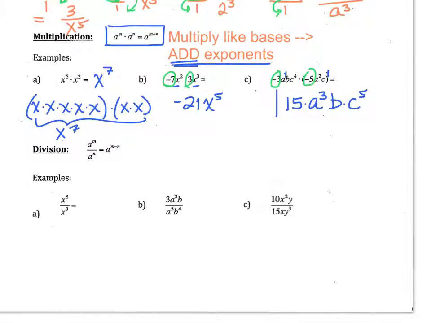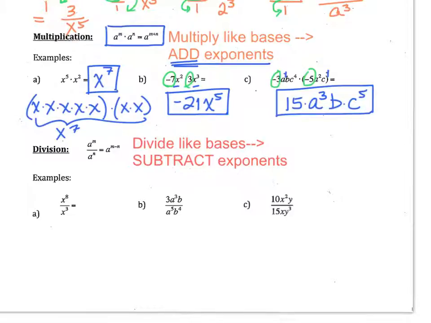Now, always on all of these problems, if we ended up with a negative exponent, we're going to go ahead and take care of that by moving the term up or moving it down. None of those had negative exponents, but we always want to keep in mind that it's not simplified if it has a negative exponent.